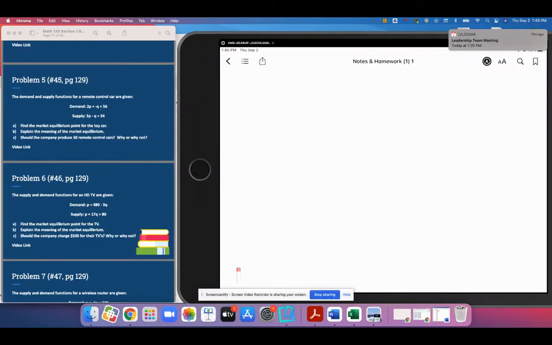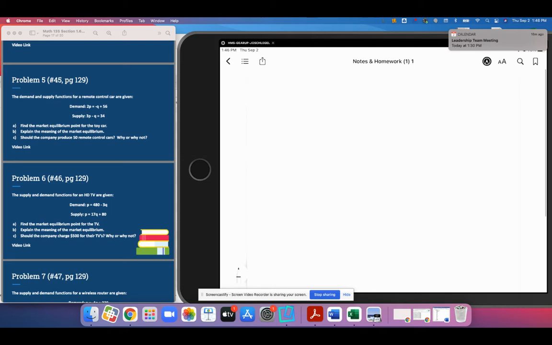Returning with number 5, everyone, we have got a demand function and a supply function this time. We're asked to find the market equilibrium for a toy remote control car. Explain the market equilibrium and answer the question, should the company produce 50 cars, why or why not?